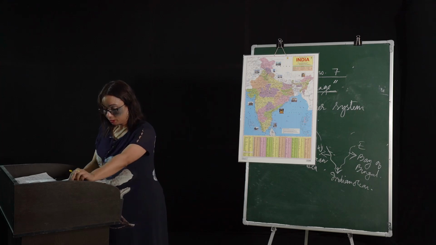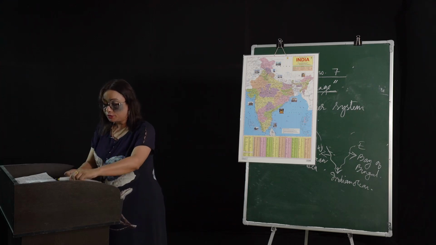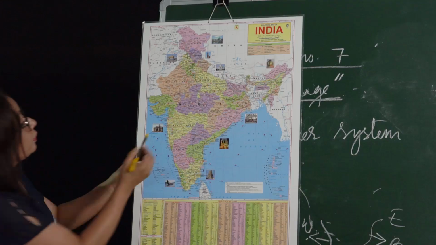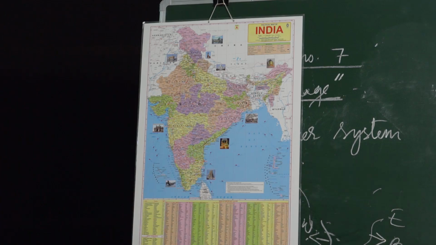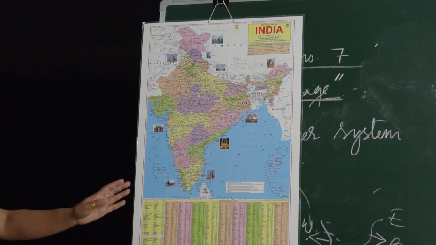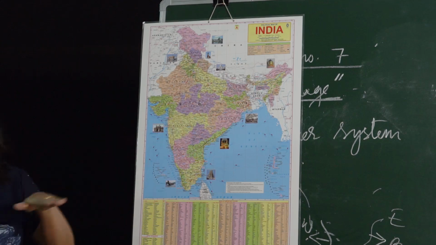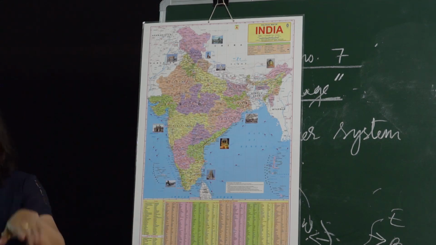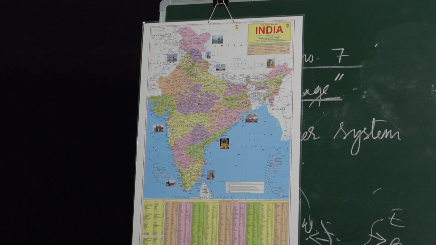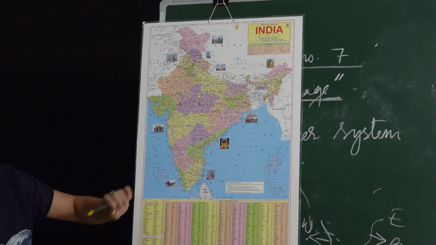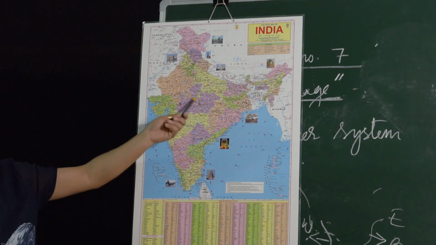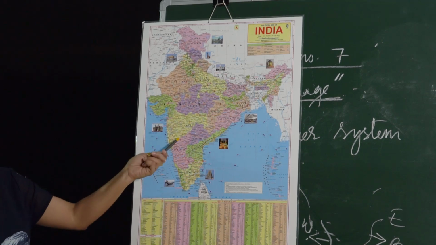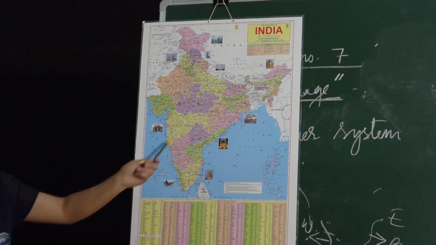So, the Tapi River has its source also in Madhya Pradesh here. The Tapi River in Madhya Pradesh, and it flows parallel. Tapi and Narmada flow parallel, means they flow side by side, and the Tapi Basin is found in Madhya Pradesh, Gujarat and Maharashtra. The basin of the Tapi is found here.